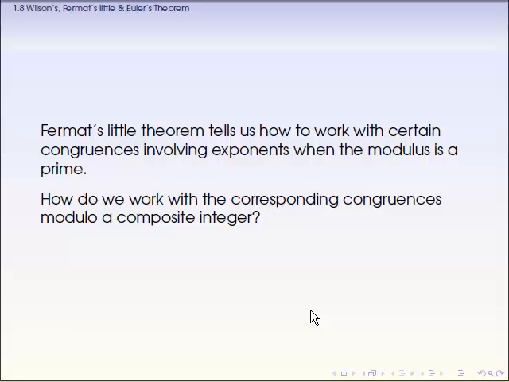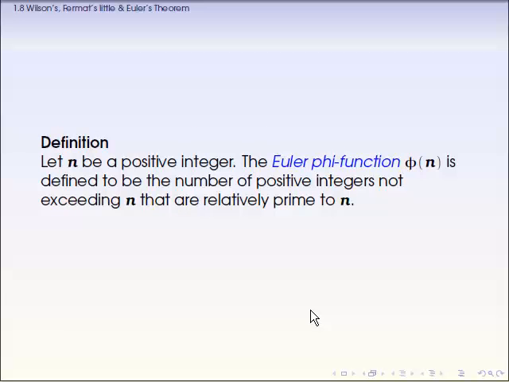Okay, from Fermat's little theorem, we could work with certain congruences involving exponents when the modulo is a prime, right? So the next reasonable question is, can you handle that for a composite integer instead of a prime? And to answer that, we need the following definition.